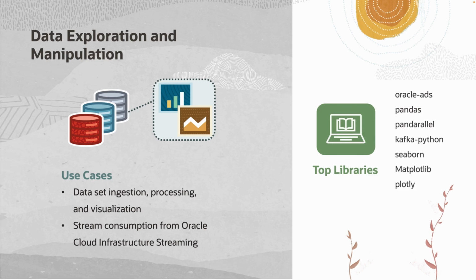It includes open source products such as ADS, which is installed for ingesting data from multiple data sources in OCI. You can also consume streams using the Kafka Python library. You will work with data frames using Pandas, Pandas Parallel, Dask, and create plots using Matplotlib, Seaborn, Plotly, and Bokeh to construct visualizations of your data sets.